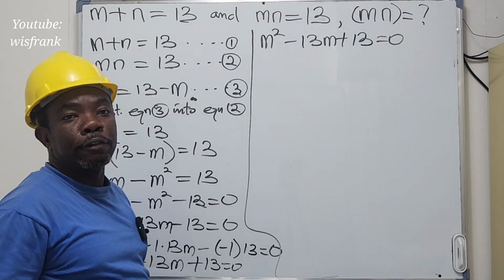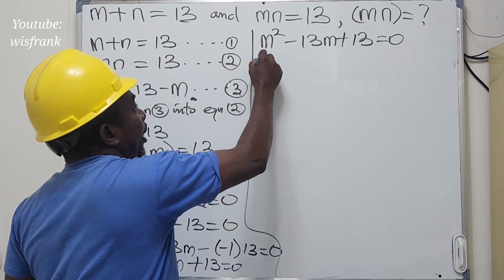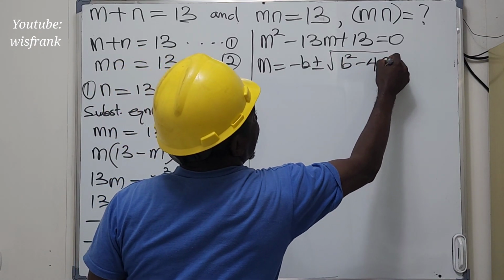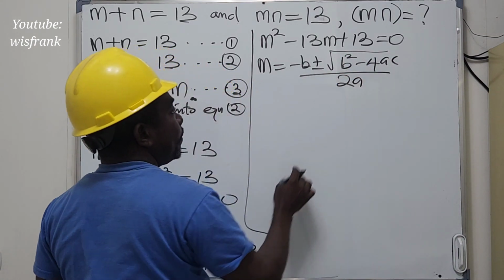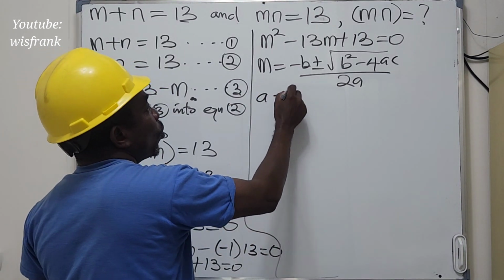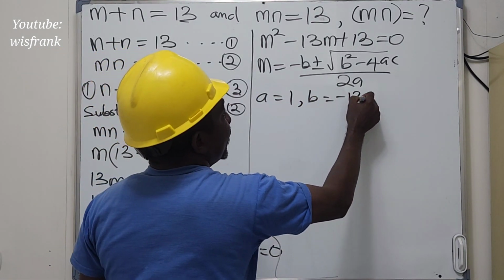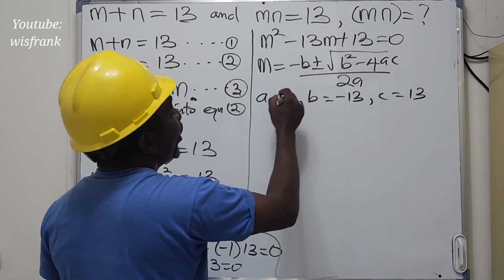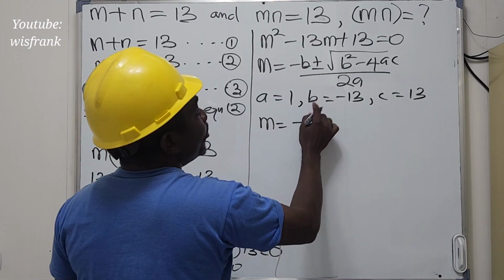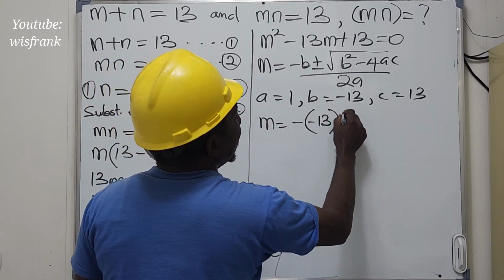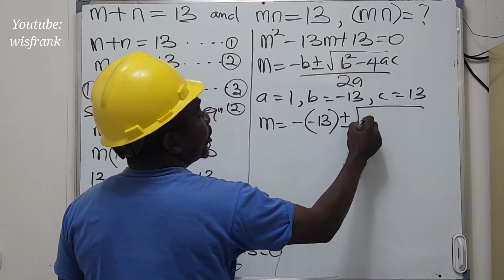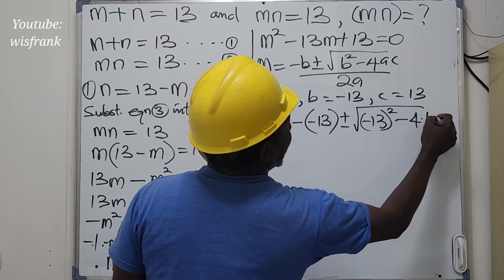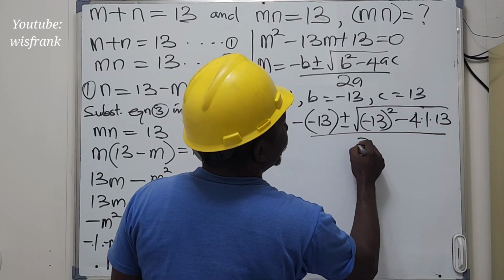We are going to use the quadratic formula for us to find the value of m. So the quadratic formula is in the form m equals minus b plus or minus square root of b to the power of 2 minus 4ac, all over 2 times a. In this case, our value of a equals 1, our value of b equals minus 13, and our value of c equals 13. So we are going to substitute these parameters into the quadratic formula. We have the value of m equals minus b, which is minus into minus 13, then plus or minus square root of b to the power of 2, which is minus 13 to the power of 2. Then we have minus 4 times a, which is 1, times c, which is 13, all over 2 times 1.